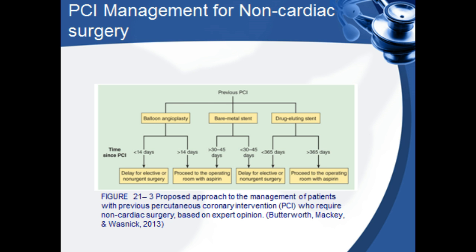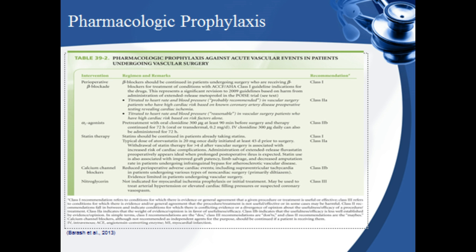Table 39.2 shows the pharmacologic prophylaxis against acute vascular events in patients undergoing vascular surgery. First, we need to look at what the different class recommendations are. Just as a reminder, a Class 1 recommendation refers to conditions for which there is evidence or general agreement that a given procedure or treatment is useful or effective.